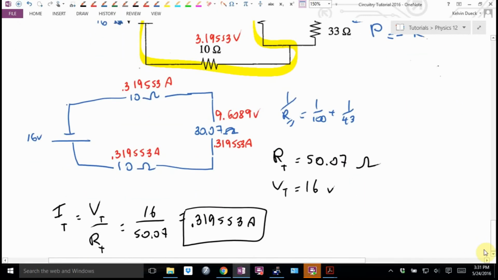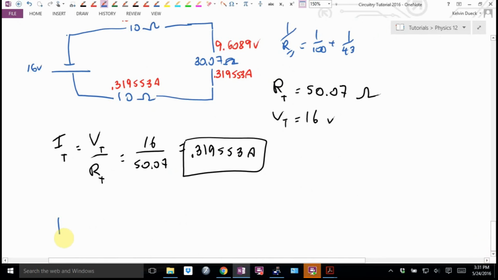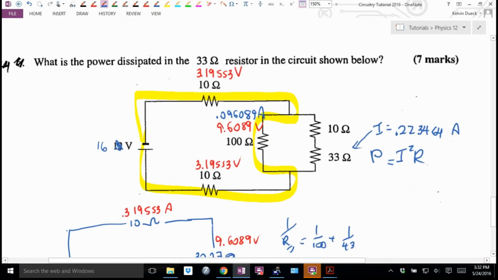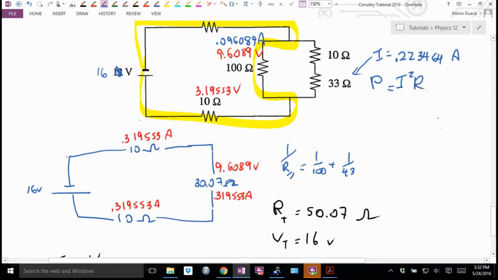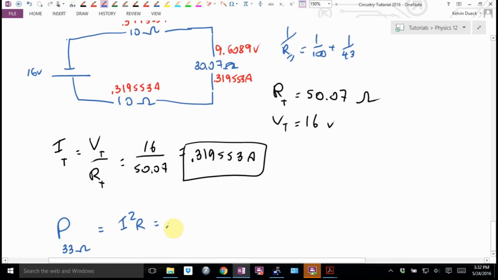Let's do this at the bottom. Power in the 33 ohm resistor, did they give it a number? They didn't. Is equal to I squared R is equal to 0.223464 squared times 33, 1.65 watts. That to me is much closer to a B plus or even an A level question.